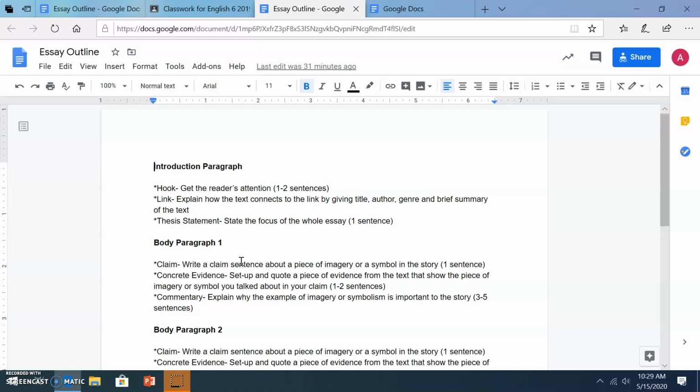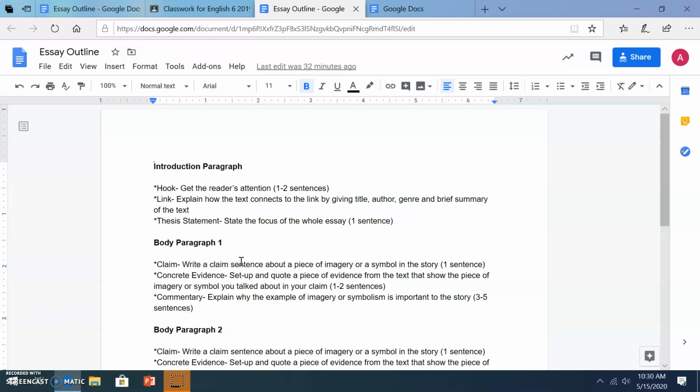So for the introduction paragraph, there are 3 steps or components: the hook, the link, and the thesis. We've been over these a lot, so this should just be review. In the hook, you're going to get the reader's attention and get them to want to keep reading your essay. This should be about 1 to 2 sentences. In the link, you're going to explain how the text connects to the topic by giving the title, the author, the genre, and a brief summary of the text.